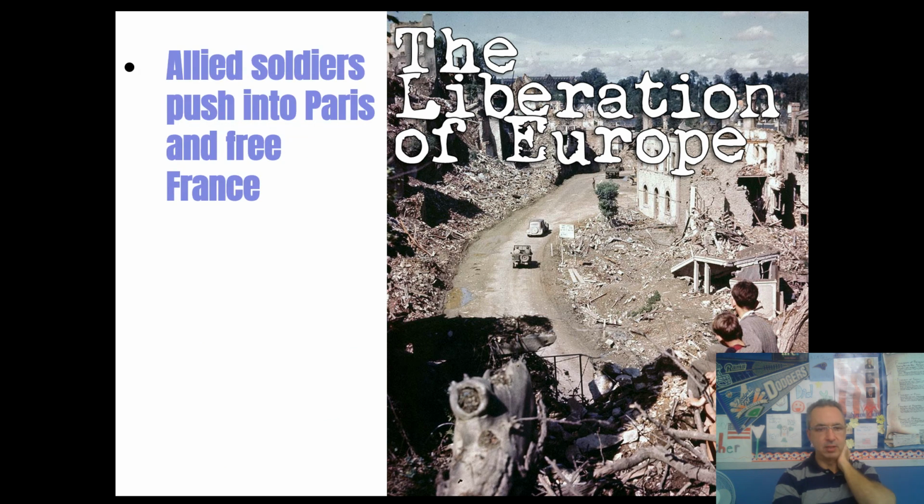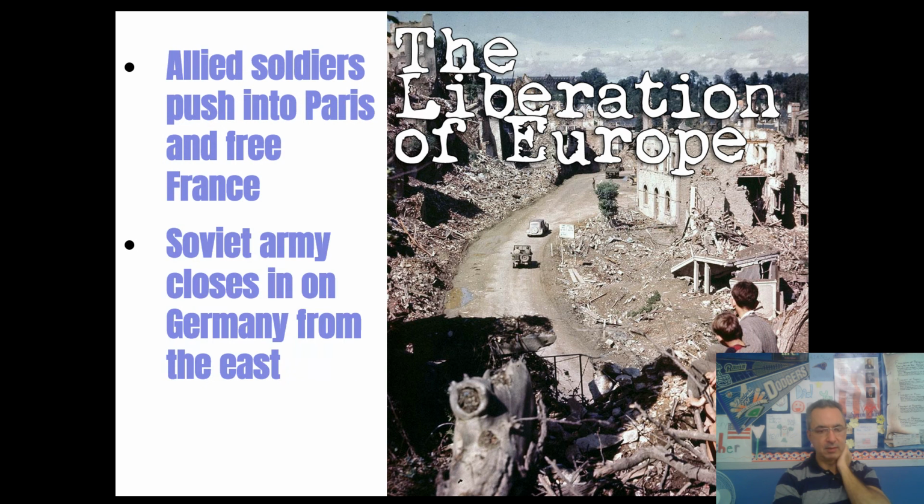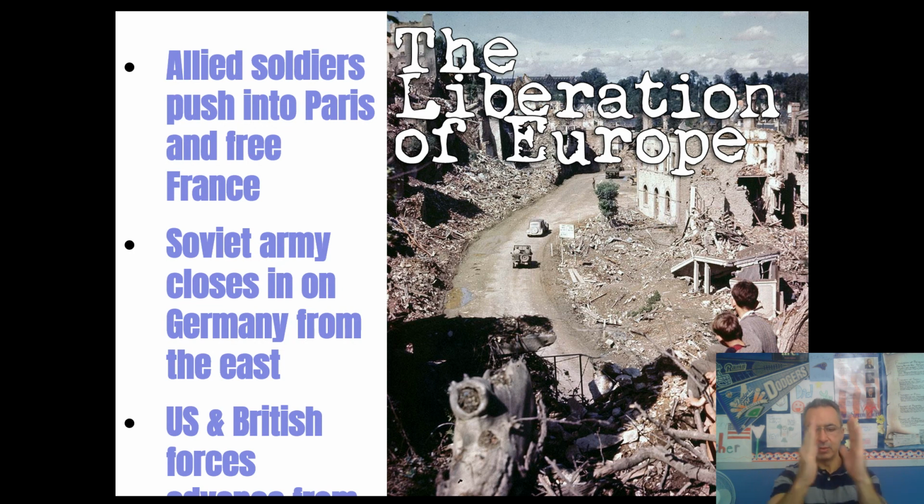Allied soldiers pushed into France, went into Paris, ultimately liberating France. Soviet armies closing in on Germany from the east. The Allies are going to push from the west eastward. So it's almost like a vice that's kind of slowly but surely coming to a close on Germany.